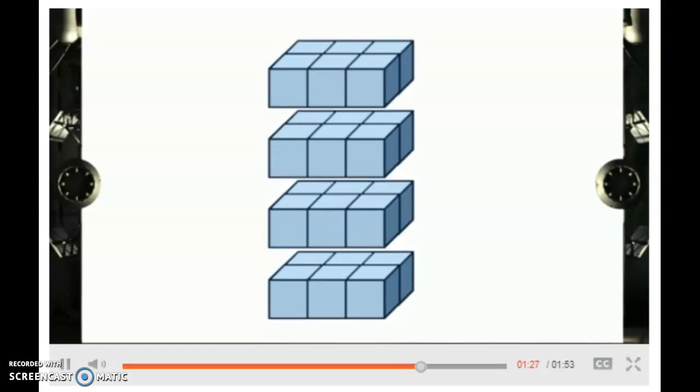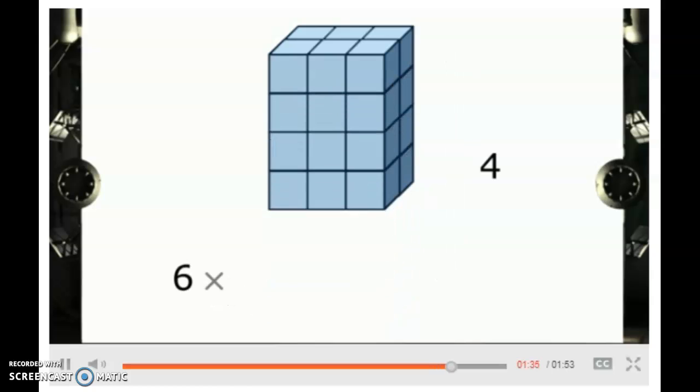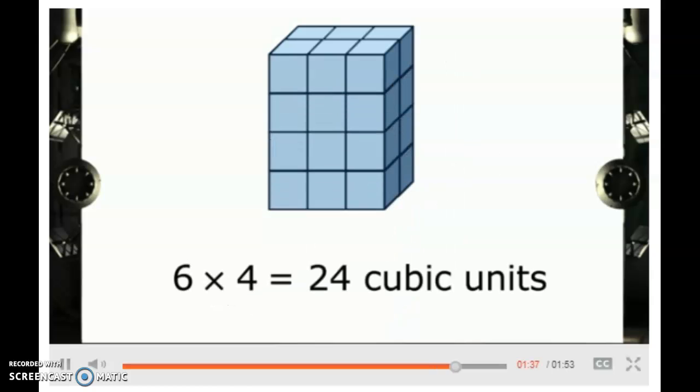We can do this a little quicker by using multiplication. Each layer has 6 cubes, and there are 4 layers. So the volume of this figure is 6 multiplied by 4, or 24 cubic units. Therefore, it takes 24 unit cubes to construct our figure.